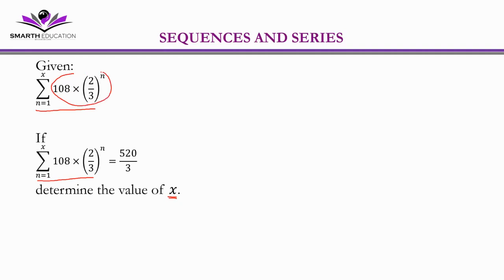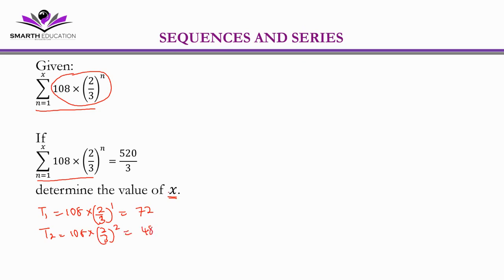The expression in front of the sigma notation is your general term. And we managed to find T1 and T2. We said T1 is equal to 108 times 2 over 3 to the power 1, which is equal to 72. And then T2 is equal to 108 times 2 over 3 squared, which is 48.